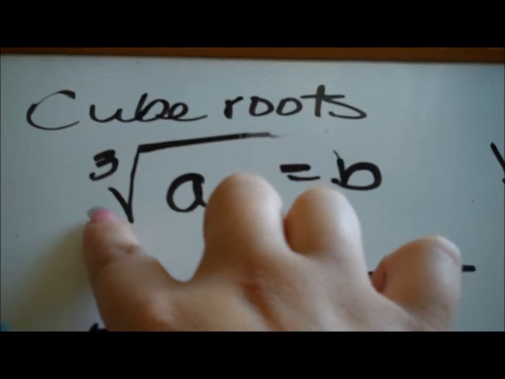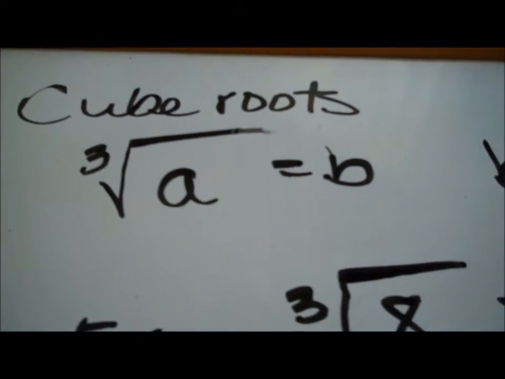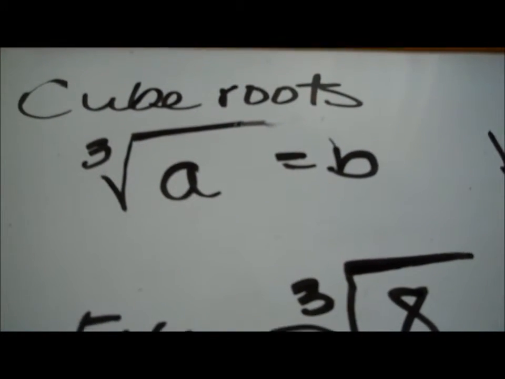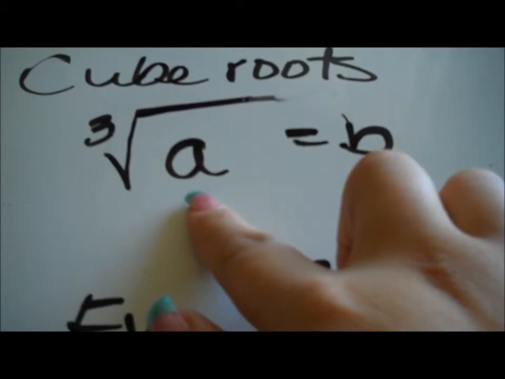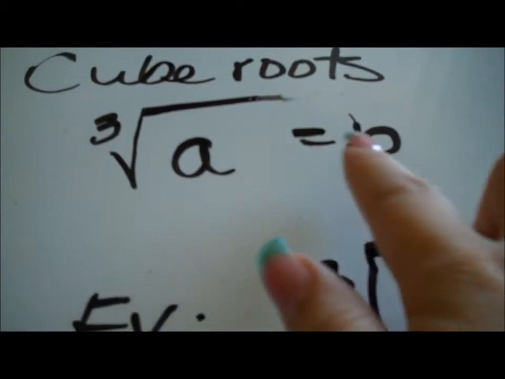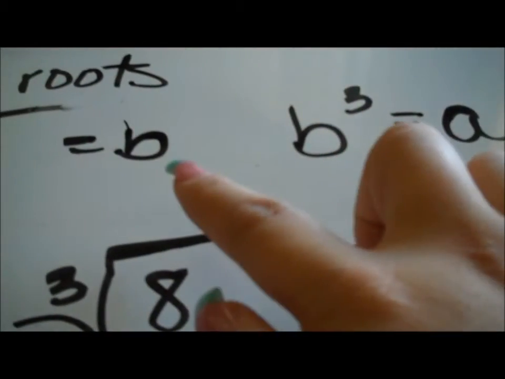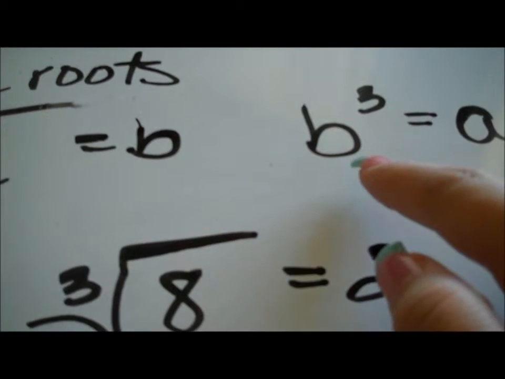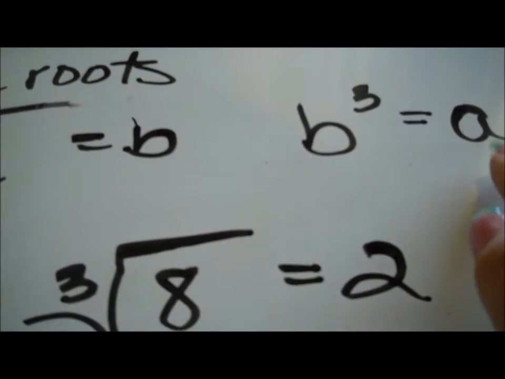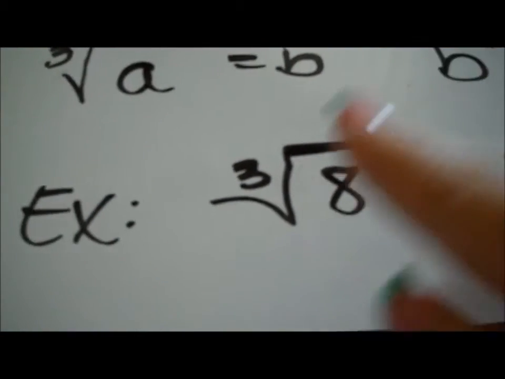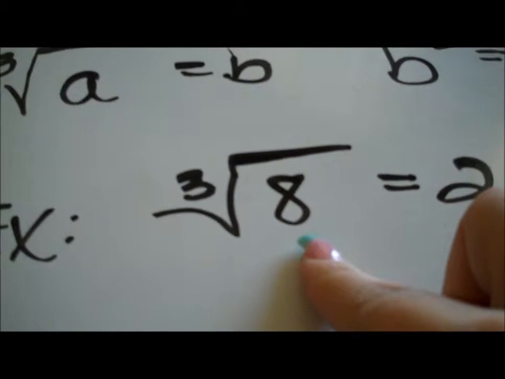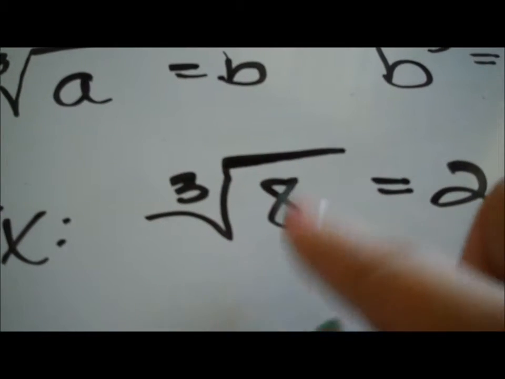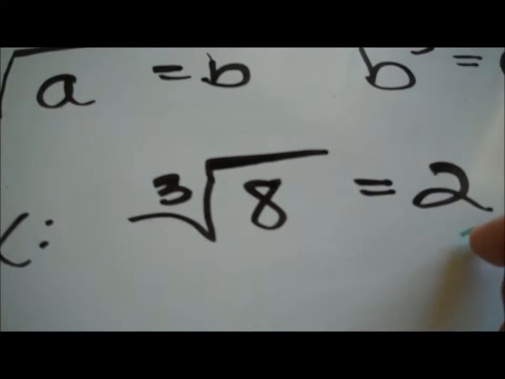So again, we see that the index changes to a 3, cube, meaning to the third power, and we have a number inside. That means that we need to find out what times itself 3 times will give us this number. So if I were to undo this, that means that b to the third power would equal our radicand inside. So for example, if I have the cube root of 8, I need to know what times itself will give us 8, and that would be 2.